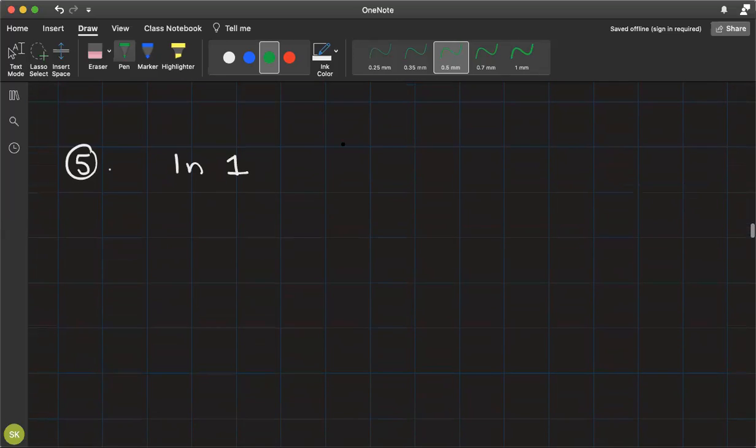We saw this one earlier, ln of 1. Well, that's log base e of 1. And e to what power gives me 1? Well, that's 0. In fact, any log you put here, log base 3, log base 10, anything, of 1 will always be 0.